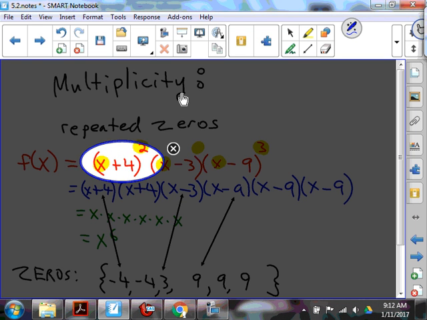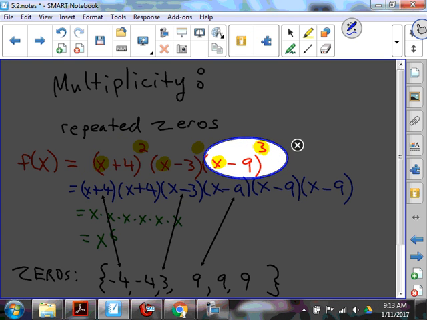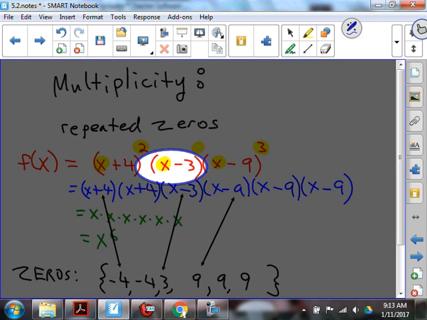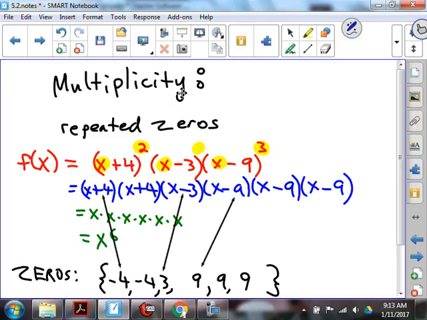An x-intercept of -4 with the multiplicity 2. An x-intercept of 9 with the multiplicity of 3. An x-intercept of 3 with a multiplicity of 1. If the multiplicity is 1, it's not necessary to mention that. How's everybody feeling so far? You're probably wondering what this means as far as the graph is concerned.